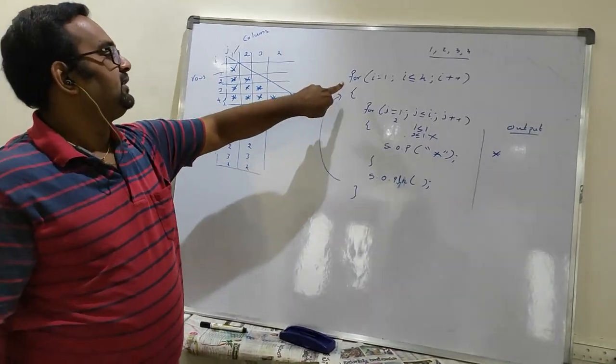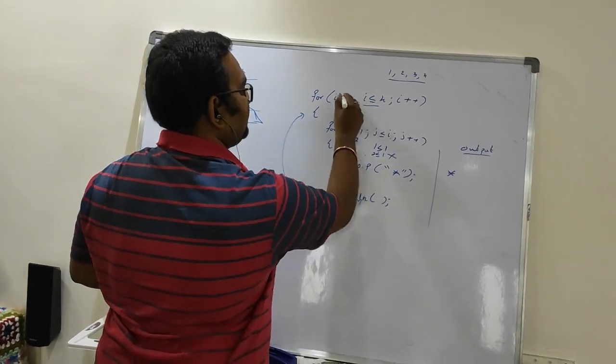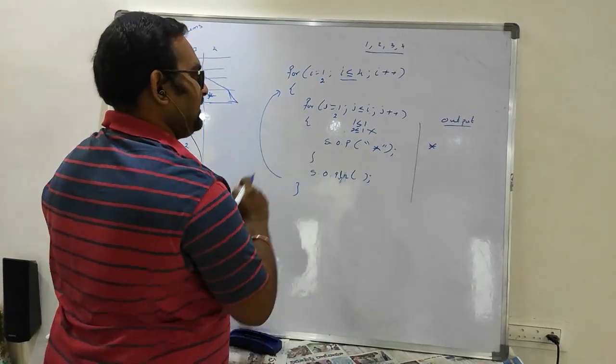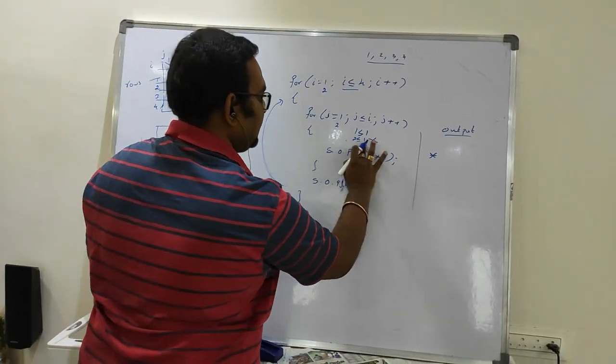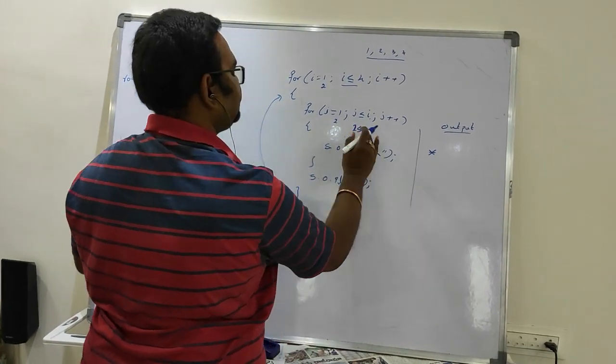Second iteration of the first for loop: i was 1, now it is 2. Is 2 less than or equal to 4? Yes. Again this logic will be implemented. Is j, which is 1, less than or equal to 2?